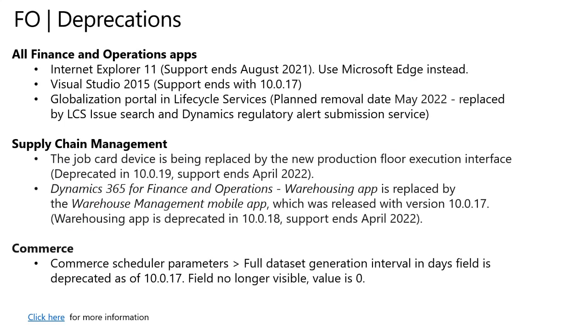On the commerce side, in the commerce scheduler parameters, the full dataset generation interval in days field is being deprecated as of version 10.0.17. That field will no longer be visible and the default value will be 0. So if you have anything that is utilizing that field, just make sure you plan accordingly. And with that, we'll move on to our tech tips and back to Ryan.